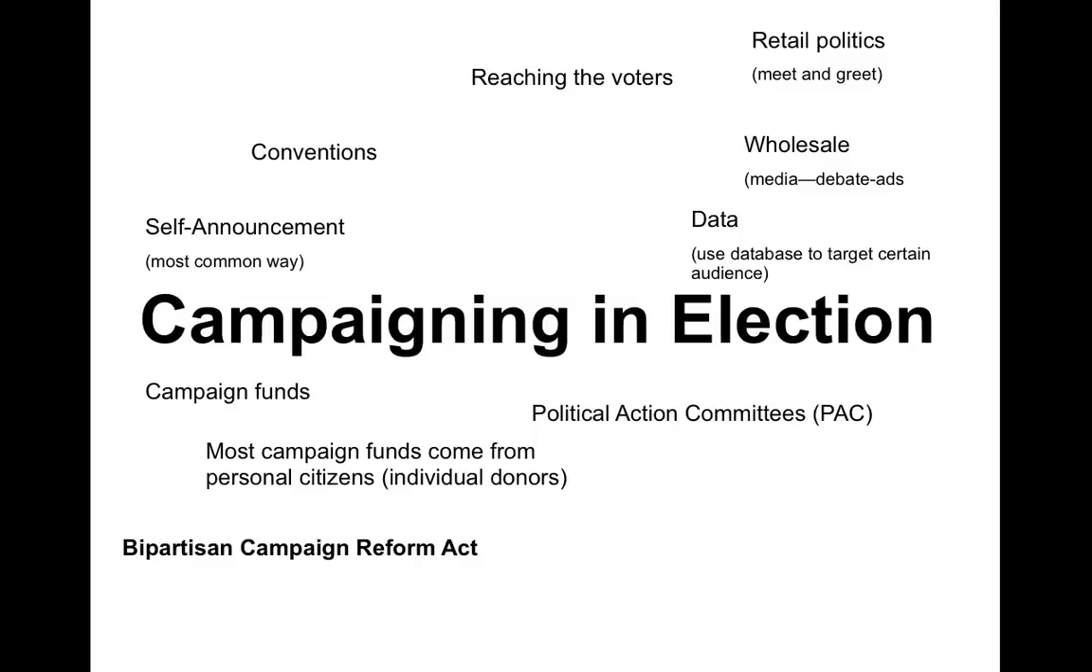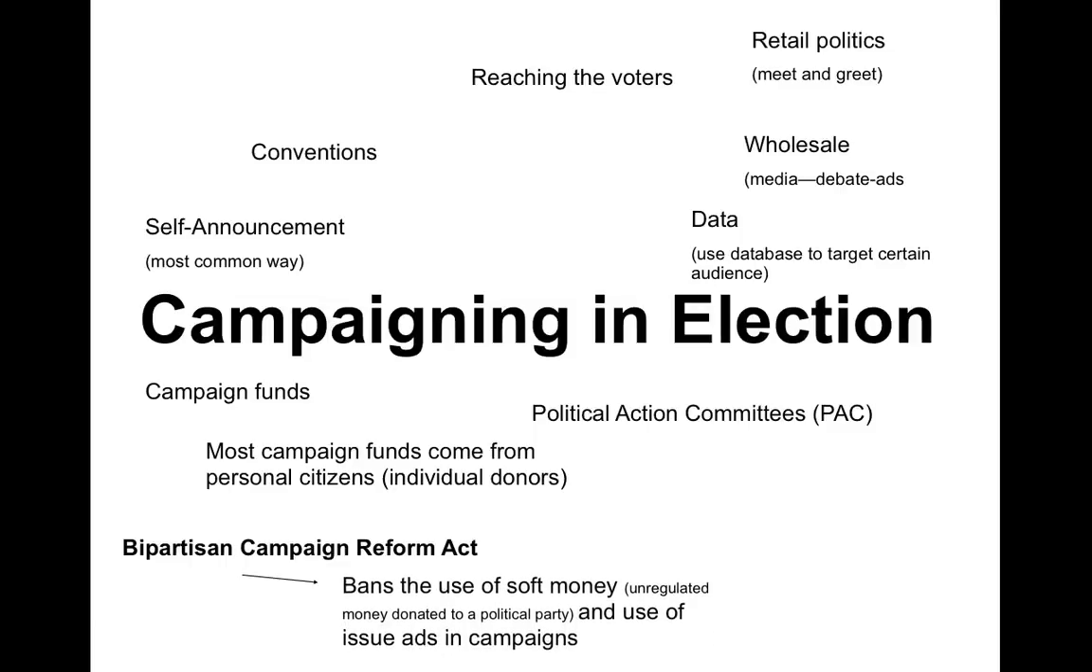You get political action committees, money from individual donors, and through the Bipartisan Reform Act, also called the McCain-Feingold Act. This bans the use of soft money, which is unregulated money donated to a political party, and the use of issue ad campaigns, just slinging dirty mud by the politicians. Political action committees can make them, and 527s can make them. They're called 527s because it's a tax loophole.